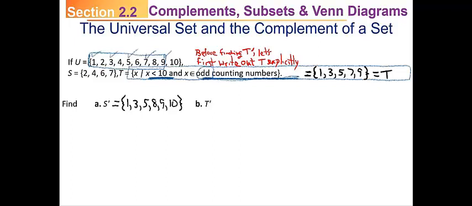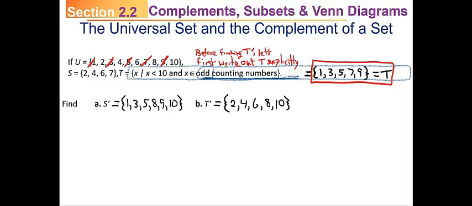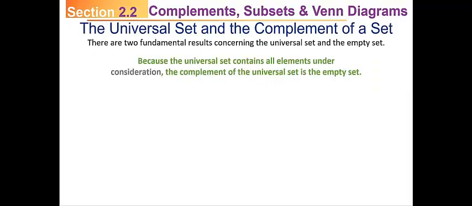Now you've done all this work, but we only found T. We want to find T complement, so don't forget, you've only found T now. We wrote out T explicitly. T complement is found by going back to the universal set and crossing out every element of T. If you do that, you cross out 1, 3, 5, 7, and 9. You're left with 2, 4, 6, 8, and 10. So T complement is the set containing the elements 2, 4, 6, 8, and 10. Just need to practice.